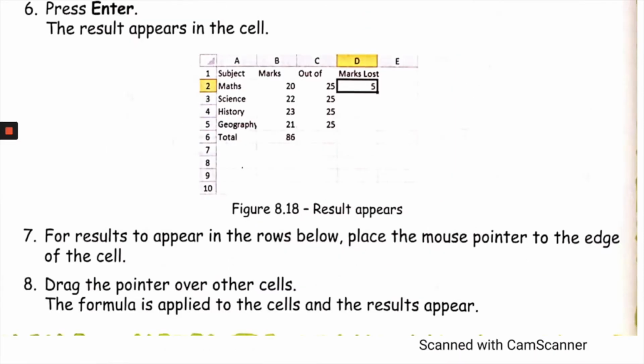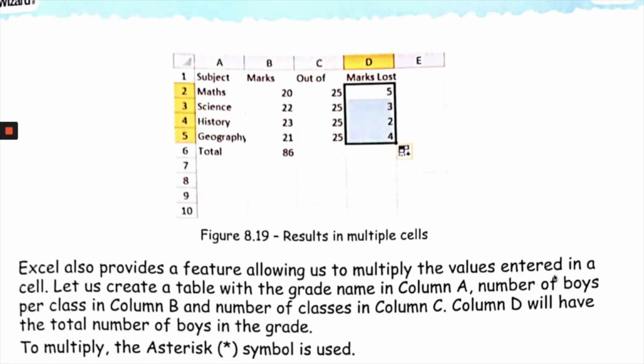For results to appear in the rows below, place the pointer to the edge of the cell. You need to place the pointer to the bottom right edge of the cell and drag the pointer over other cells. The formula is applied to the cells and the results appear. Can you see a black area here? You need to just click on it and drag downwards. When you drag downwards, the same equation will be copied down and you will get the result for the other values too. See, by dragging, the results appear in the multiple cells.